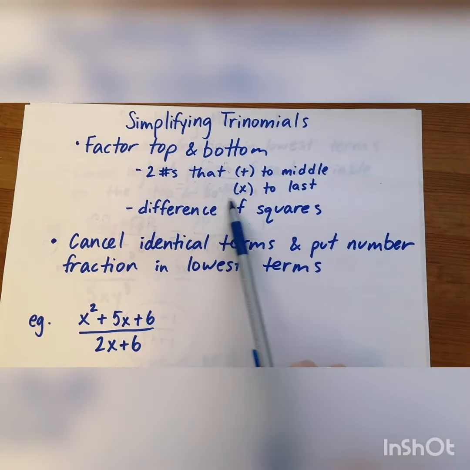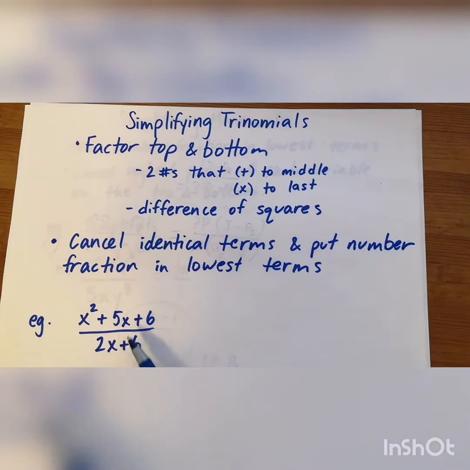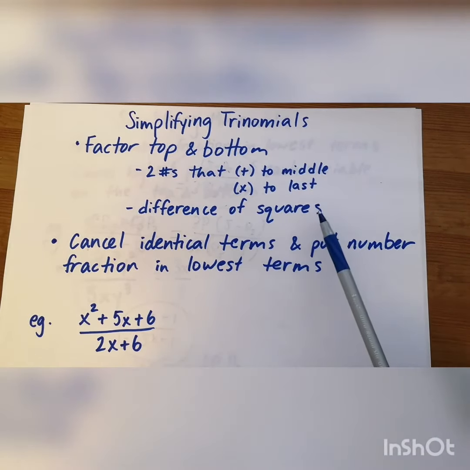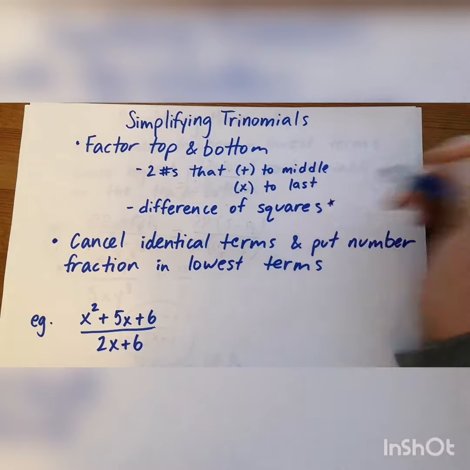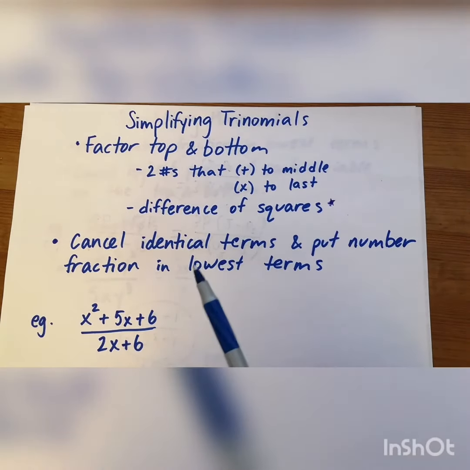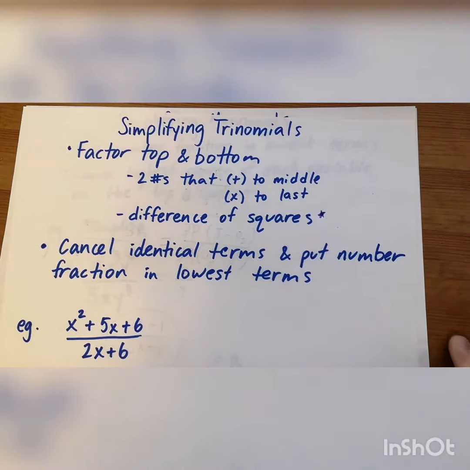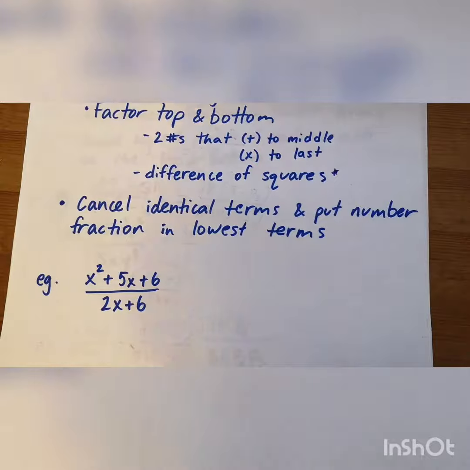But with trinomials, you might have to use that old method where you look for two numbers that add to the middle, in this case 5, and multiply to the last number, in this case 6. You may also need to look at difference of squares. We'll do an example with those later. We don't have to worry about that yet. All right, then we do the same stuff. Cancel identical terms and put the number fraction in lowest terms. All right, so let's just focus on our example here.